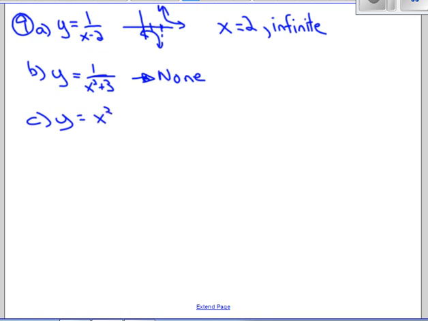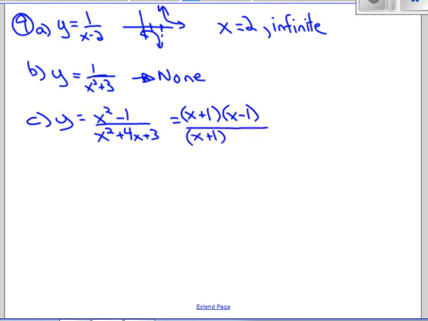C, we've got (x squared minus 1) all over (x squared plus 4x plus 3). We know by now we're going to need to factor that. That'll give us (x plus 1) by (x plus 3). And these ones that divide out, those are points of discontinuity. So at x equals negative 1, you have a point of discontinuity. And we call that a removable discontinuity. You could fix it by filling in that hole.